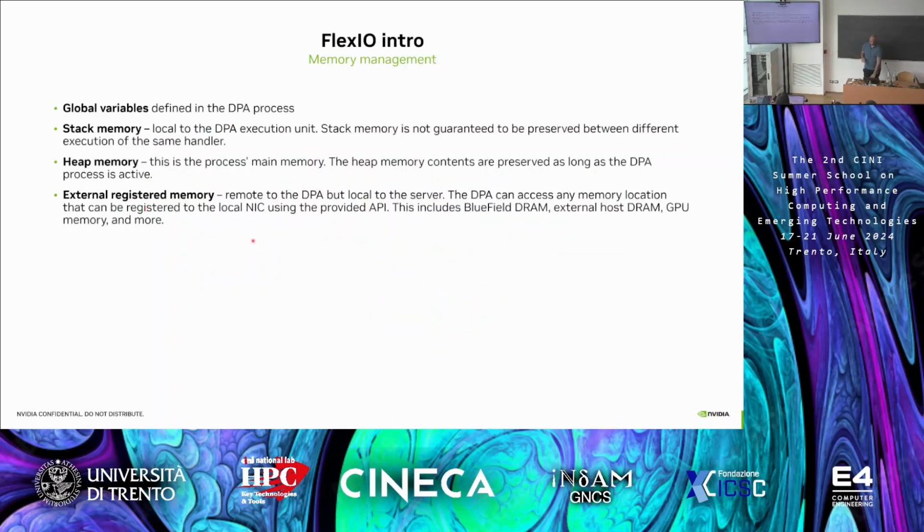So just to give you a quick overview of how to actually program this, you have to care about two things normally: memory management and how you execute the code, right? For memory management, I think I'm going to skip, not too interesting. You have the usual stuff, stack memory, heap memory, and this external registered memory that is what I was telling you before, that you can access via load stores, even GPU memory, for example, from the NIC.